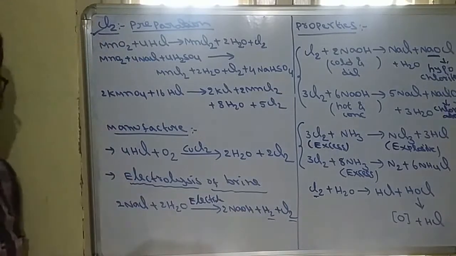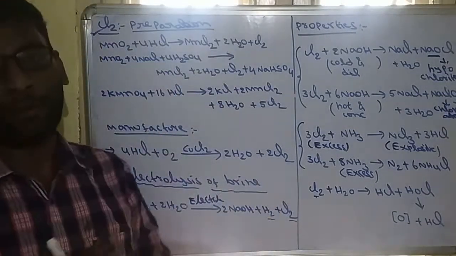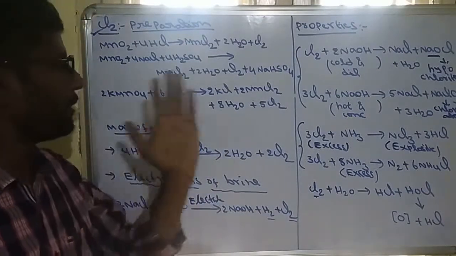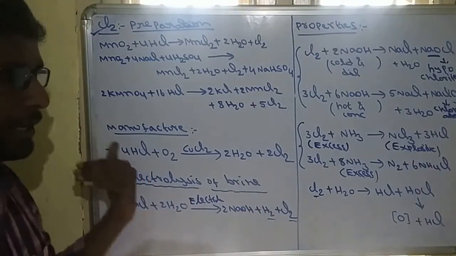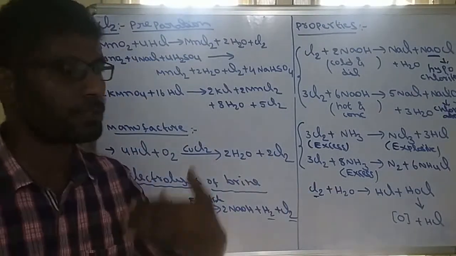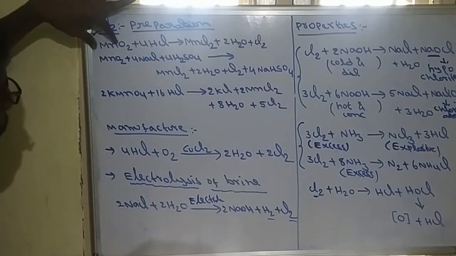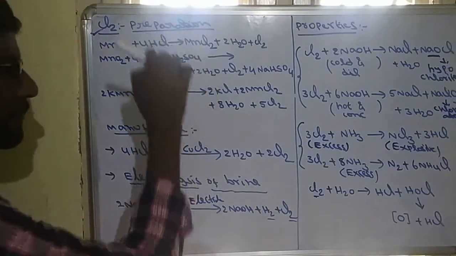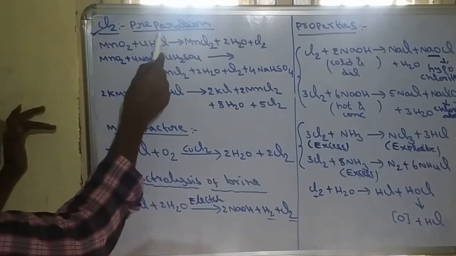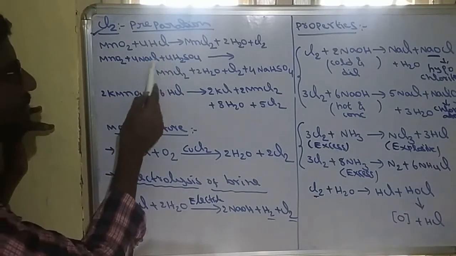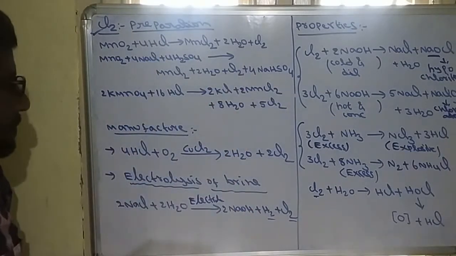Chlorine can be prepared by a number of techniques. Mostly in the laboratory, in small amounts, it can be prepared by decomposition of manganese salts. Manganese salts on decomposition in presence of acid give dichlorine. For example, MnO2 plus 4HCl produces MnCl2, water and Cl2. In place of HCl, we can use NaCl and H2SO4; both are almost the same.